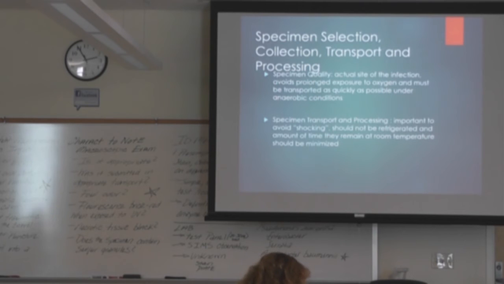Okay, this is pretty important when you're talking about collection and transport and processing, okay? So obviously you don't want to prolong exposure to oxygen, and you want to transport it as quickly as possible under anaerobic conditions. And usually what happens is there's this thing called a gas pack. I think I showed you guys that before. It was where the Neisseria was. It's just this big envelope, and they put this little thing in there, and it basically draws out the O2, okay?